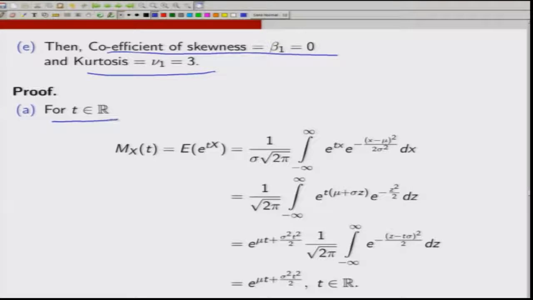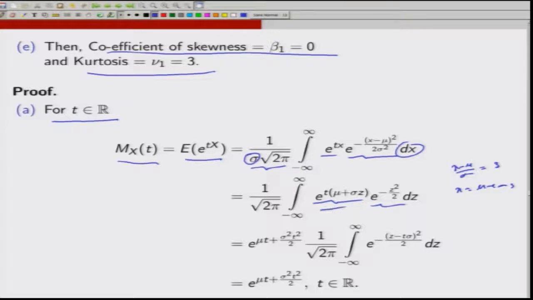So let us see, for t belonging to R, M_X(t) is the expected value of e to the power tX, which is the integral of e to the power tx times the density. The density is 1 upon sigma root 2 pi e to the power minus (x minus mu) whole squared by 2 sigma squared. So this is 1 upon root 2 pi. Now I make the transformation (x minus mu) by sigma as z. So dx by sigma becomes dz. So 1 upon root 2 pi, e to the power t, where x becomes mu plus sigma z, and then here you get e to the power minus z squared by 2 dz.